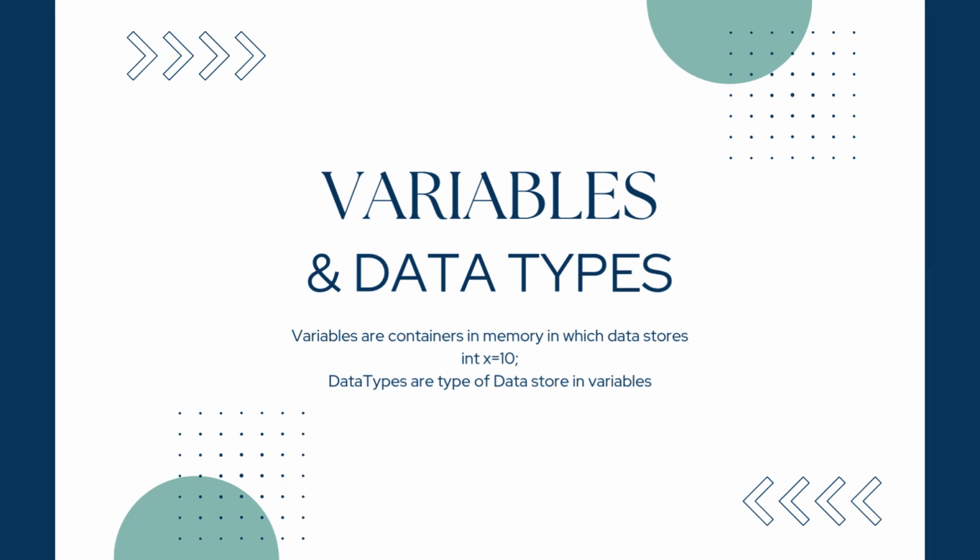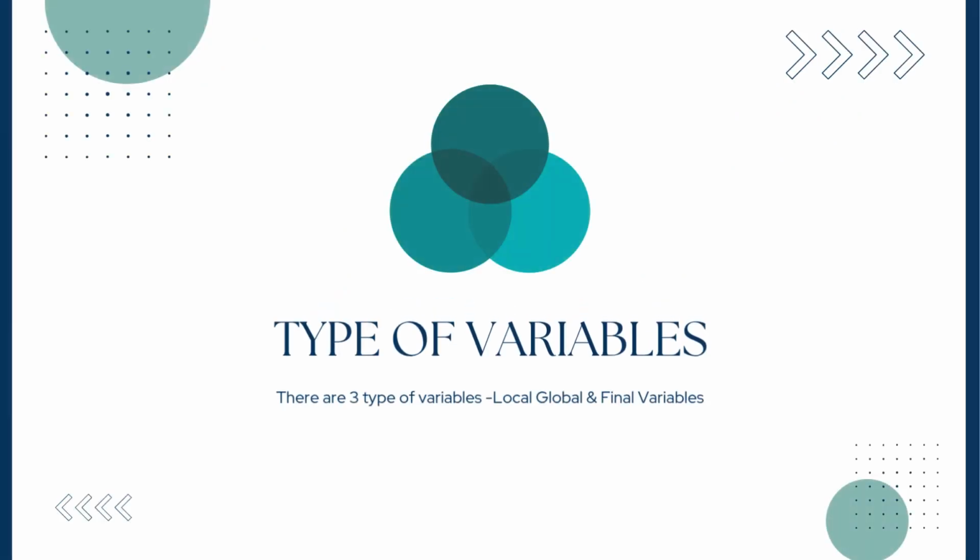Variables are used to store data in Java programs, and data types are the type of data held by the variable, like int x equal to 10. X is a variable, int is a data type, and 10 is a value assigned to them. There are three types of variable: local, global, and final variable.